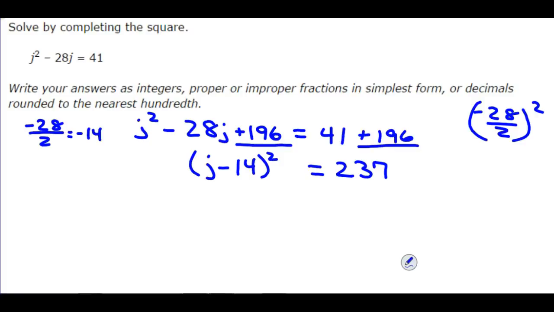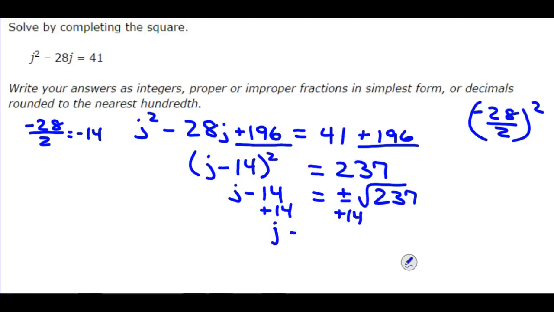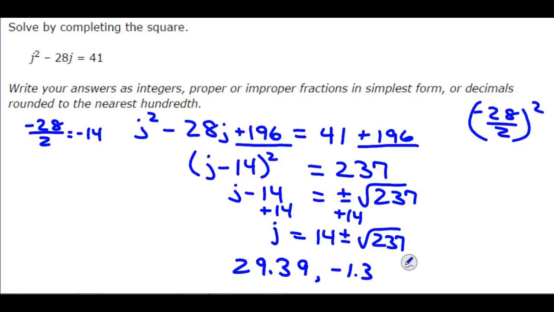Next, we take the square root of both sides, and we have j minus 14 equals plus or minus the square root of 237. Our last step is to add 14 to both sides of the equation. And our solutions are 14 plus the square root of 237 and 14 minus the square root of 237. So our two solutions, rounded to the nearest hundredth, are 29.39 and negative 1.39.